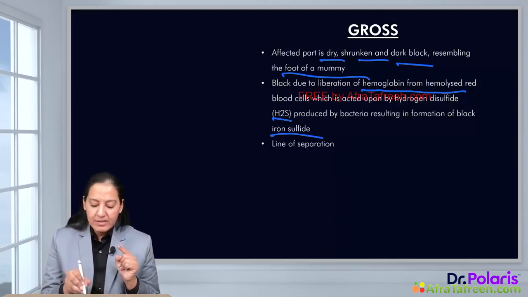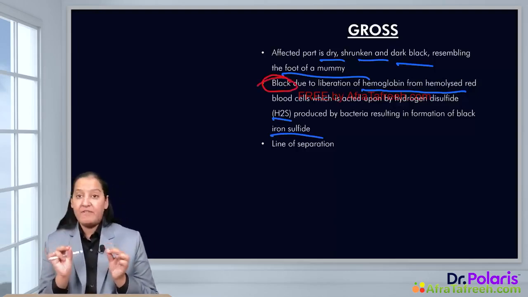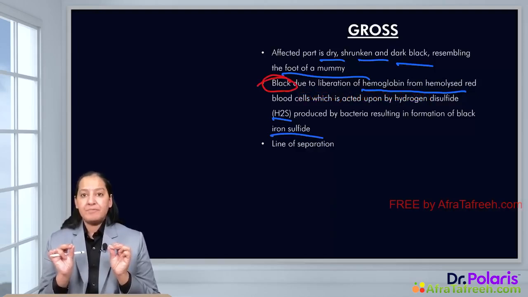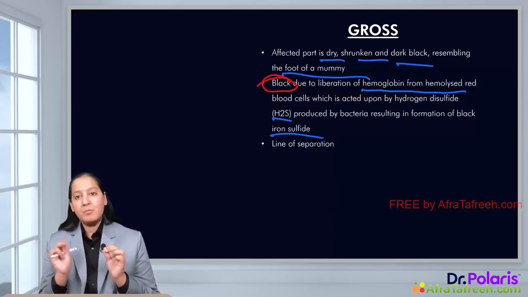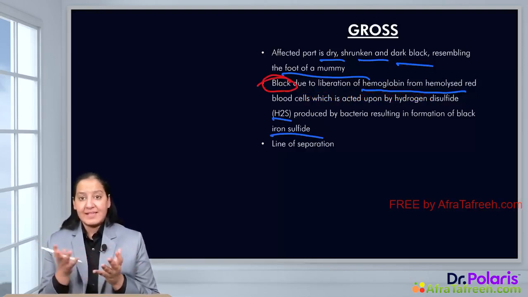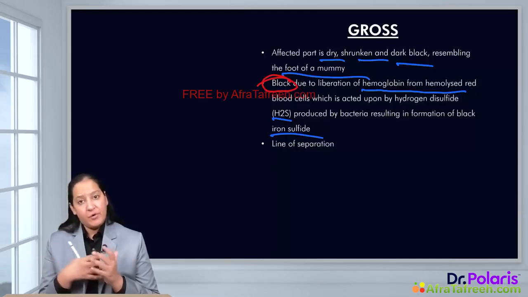You must know the reason for the black color. It is also an important Viva question. This dry gangrene specimen is present in most of the medical colleges, and in Vivas the examiner likes to ask this question. First they ask the identification. If you are able to identify it is a dry gangrene, they will ask you the reason for the black color. The reason is this.